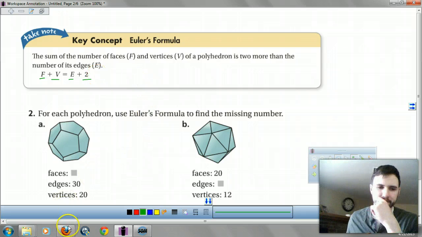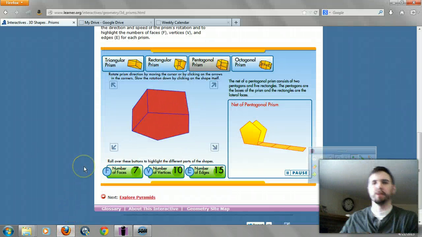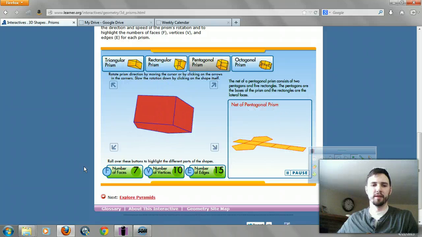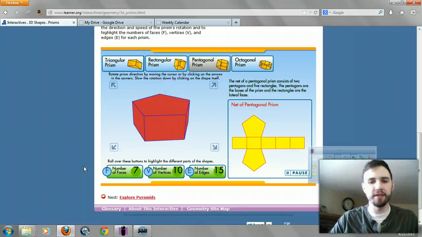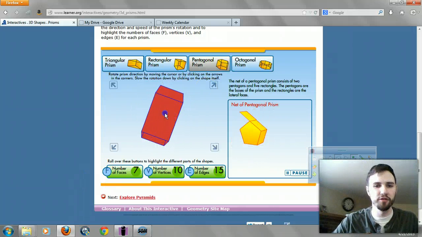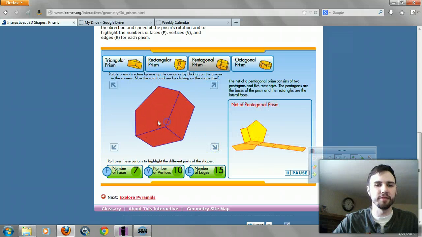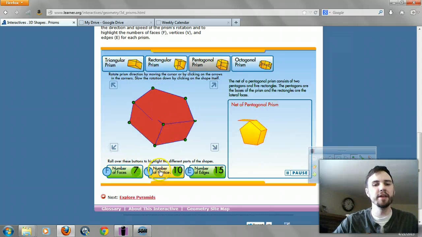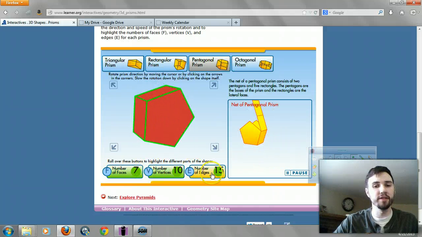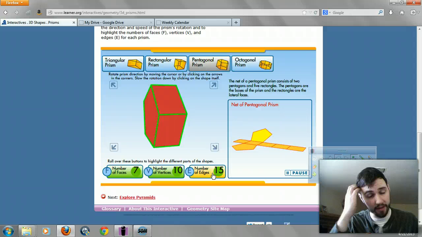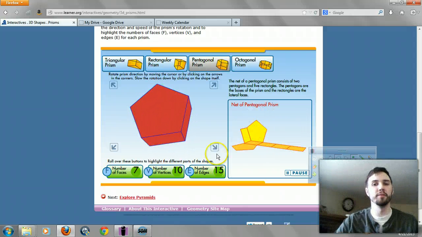I'm going to show you something. Take a look at this. So faces plus vertices equal edges plus 2. Whoa, slow down there, buddy. Let's take a look at this three-dimensional figure. Okay. 7 faces, 10 vertices, 15 edges. 7 plus 10 equals 15 plus 2.